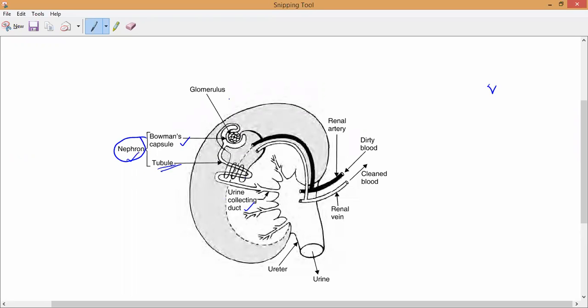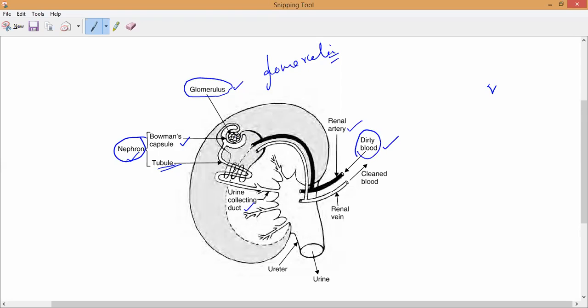Inside this Bowman capsule, you may see spherical ball-like structures. That is what we call the filtration units of the nephron, called glomerulus, correct? What is the plural form of glomerulus? Glomeruli. Glomeruli is the plural form of glomerulus. Now here you can see this glomerulus is connected on 2 sides, means it is open on 2 sides. One side is connected to the renal artery, which carries what?